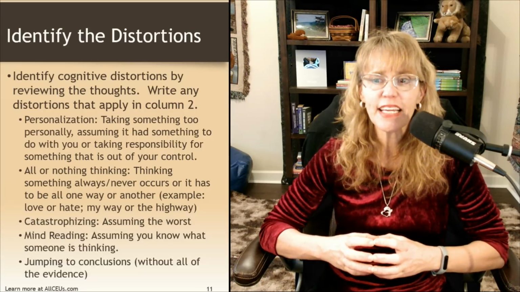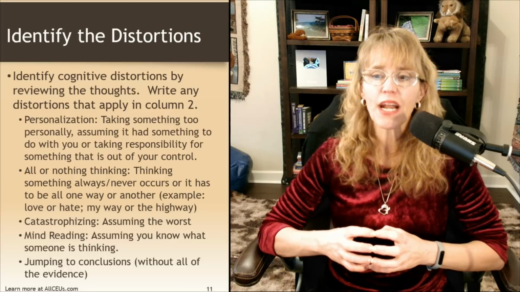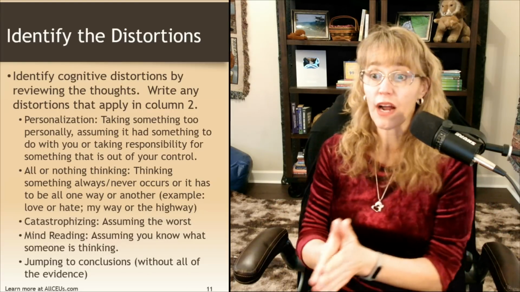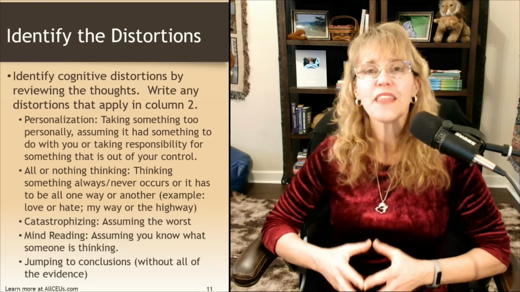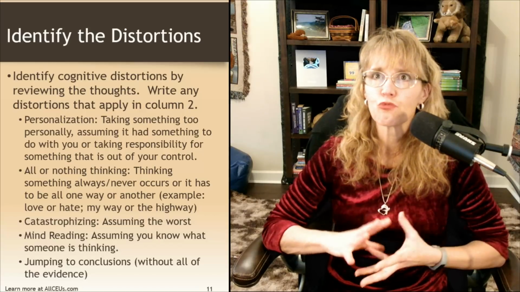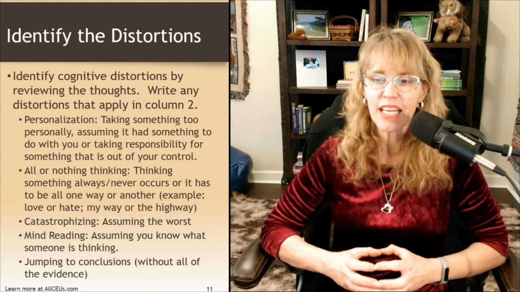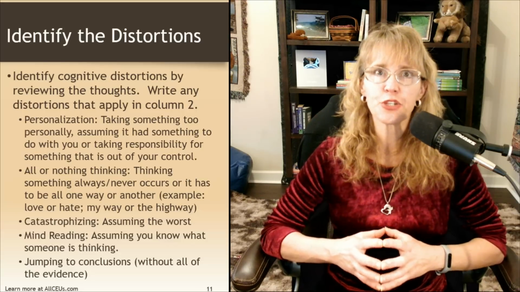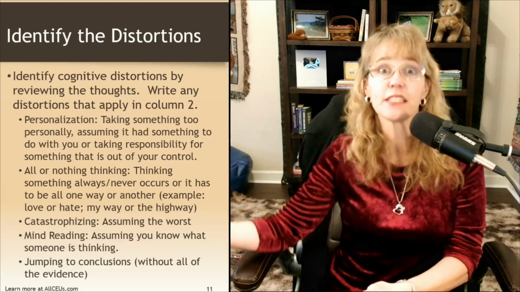All or nothing thinking. Thinking something always or never occurs, or it has to be all one way or another. Like, I love you or I hate you. It's my way or the highway. That's another rigid thinking pattern that often causes a lot of distress. Catastrophizing is assuming the worst, assuming that, okay, this happened, therefore the sky is going to fall.